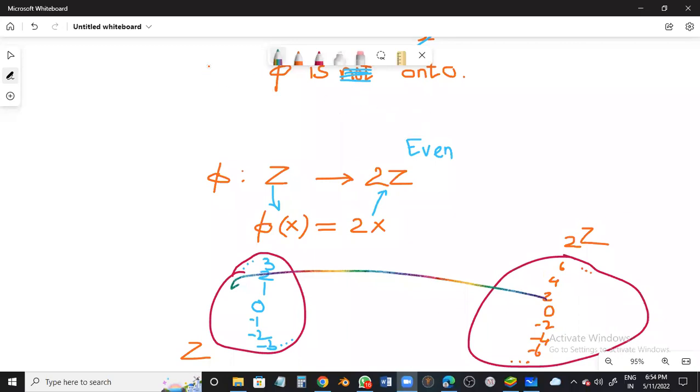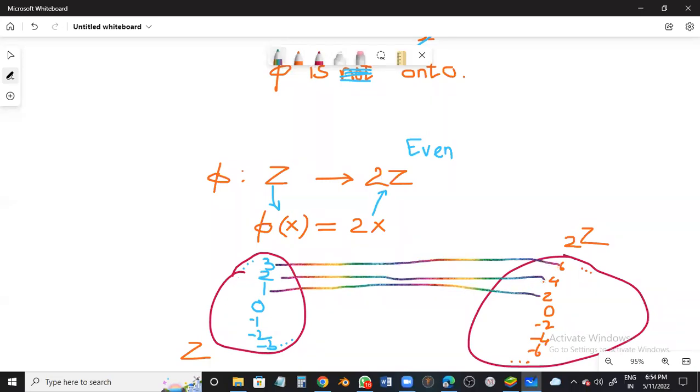8 पाहिजे ना मॅडम. What has happened? Huh? अच्छा 1 ची 2. Pre-image of 2 is 1. Pre-image of 4 will be 2. Okay. Pre-image of 6 is 3.